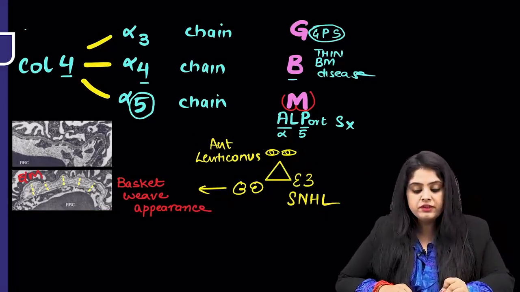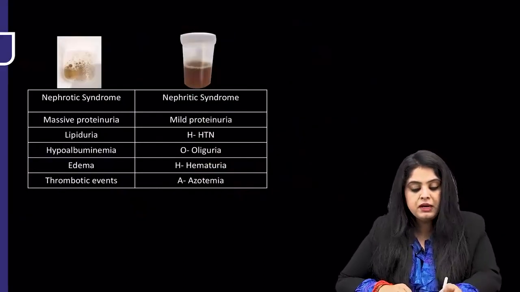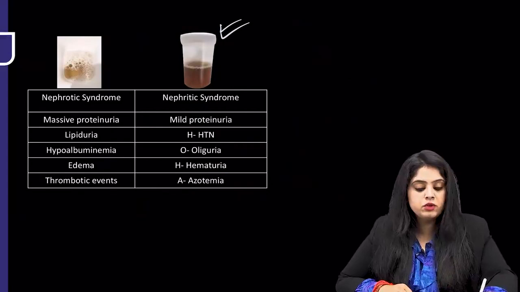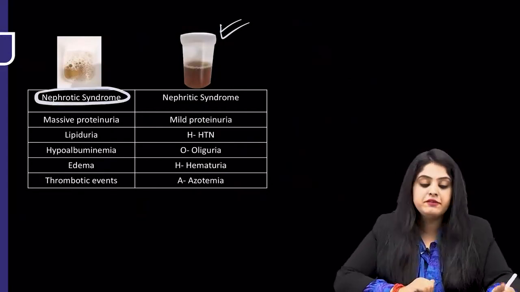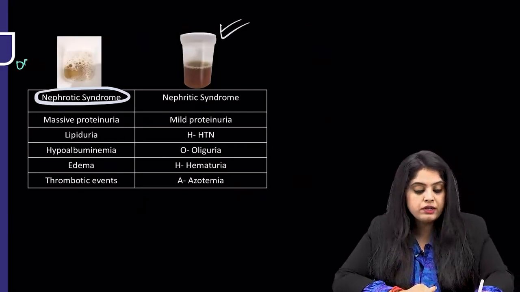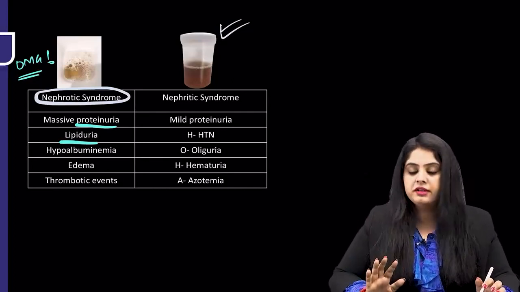I hope everyone's okay with this, and we are done with the nephritic syndromes altogether. There's a big tick mark that we can put on nephritic syndromes, because we can now go on to the nephrotic syndromes. When I'm talking about nephrotic, everything is oh-my-god type: massive protein coming, lipid coming. So now we will do 4 disorders under nephrotic.